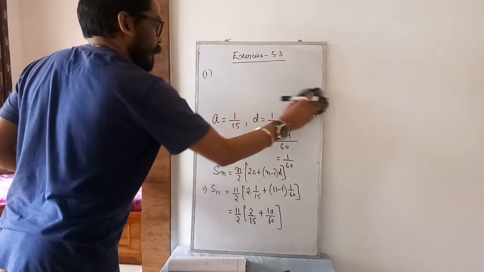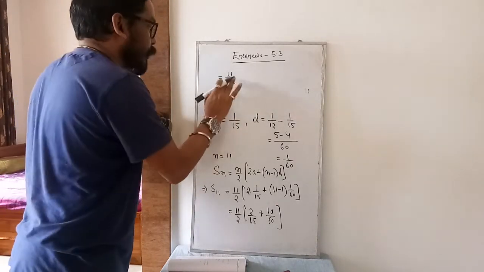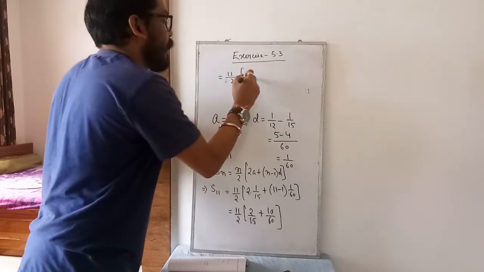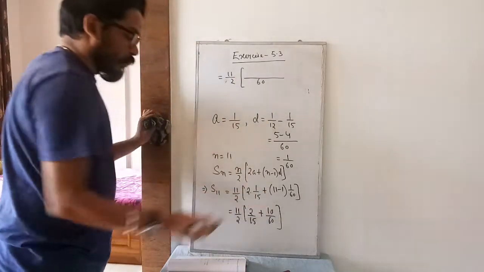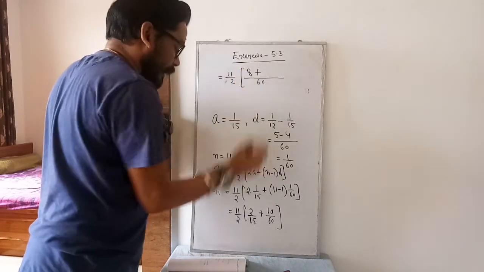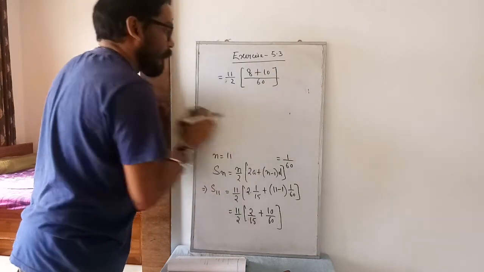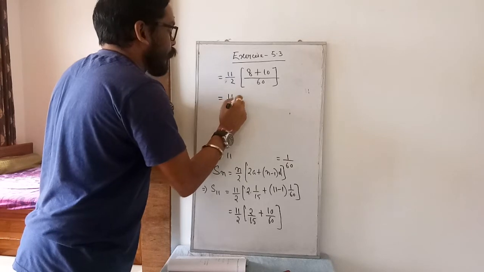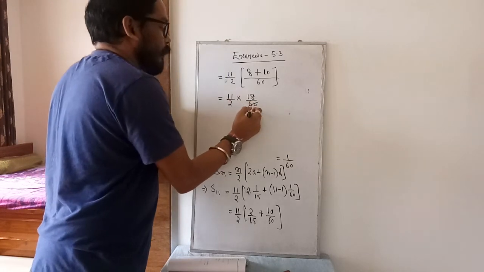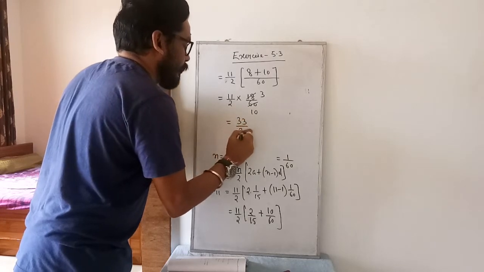Next it is 11 by 2. Then you got here 2 by 15 and 10 by 60. To take the LCM, I can cancel here 1 by 6, but I will do that later. 60 by 15 is 4, 4 times 2 is 8, and here it is 10 only. So you got 11 by 2 into 18 by 60. Now I will cancel it. It will not cancel with 11, so it is 33 by 20.